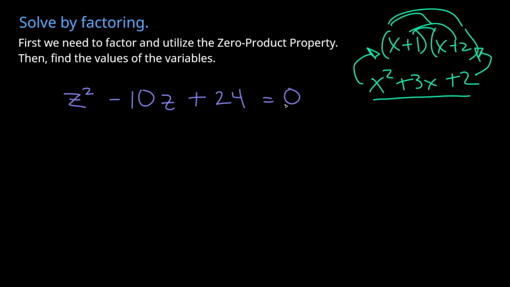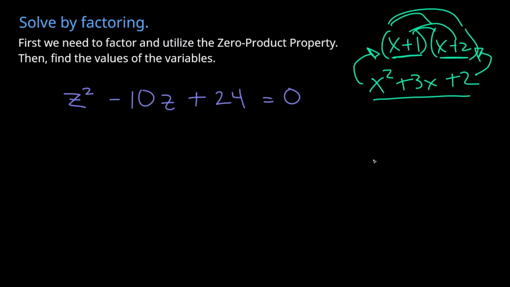We can set it equal to 0, and then use the zero product property to solve for each value of x, or in this case, z. That'll make each factor 0. So first, we want to undo this right here. So we're working backwards. So we need to get an idea of how to factor.